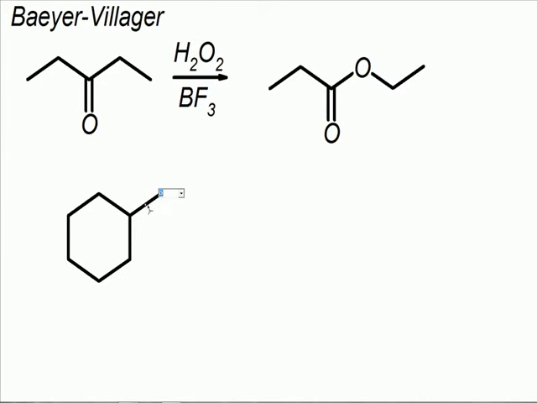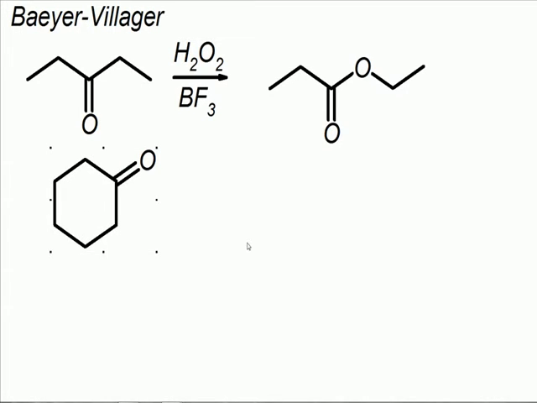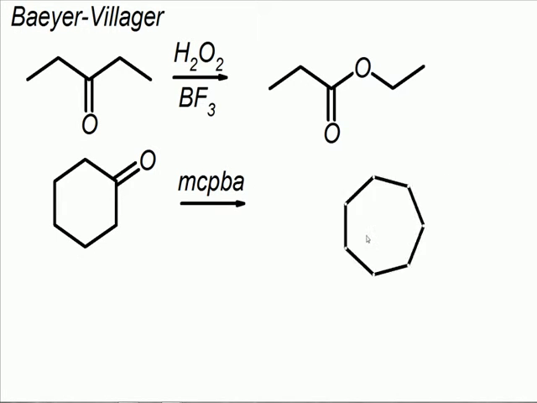What about cyclohexanone? So if we were to take cyclohexanone and subject it to Baeyer-Villiger conditions, and this time I'm going to use a different oxidizing agent. It's still a peroxy acid, but it's one that you're used to seeing for epoxide formation, MCPBA. And when you subject that, remember we're going to add in an oxygen. That's exactly what we do.